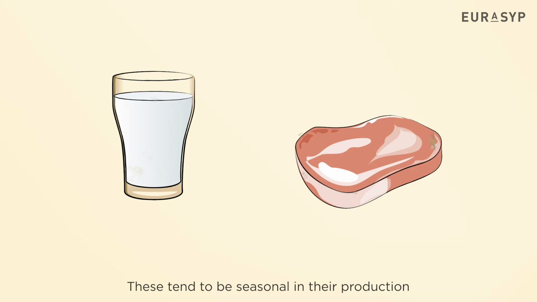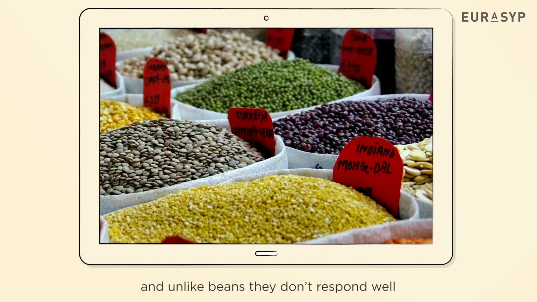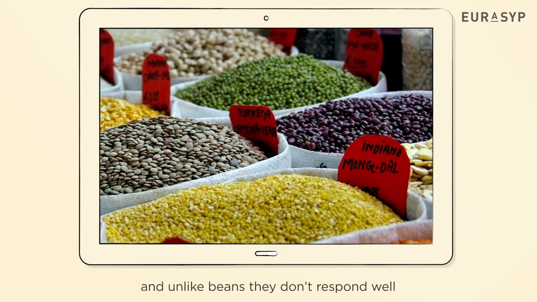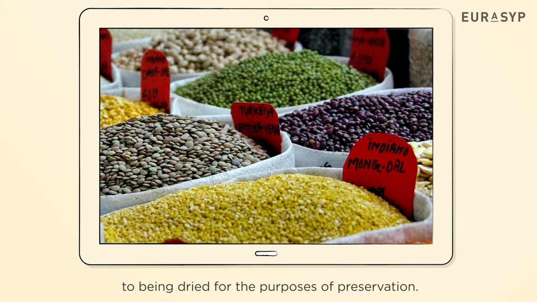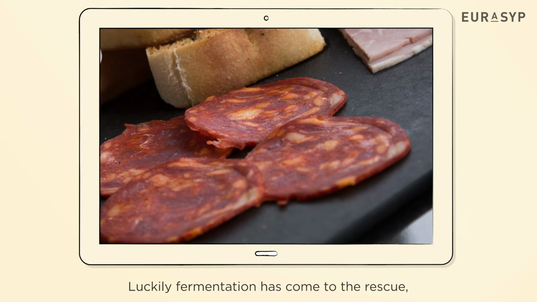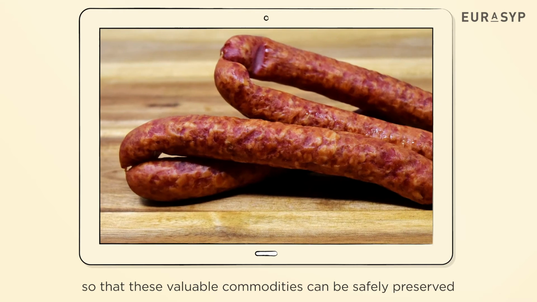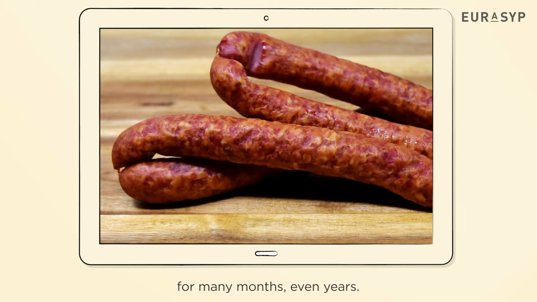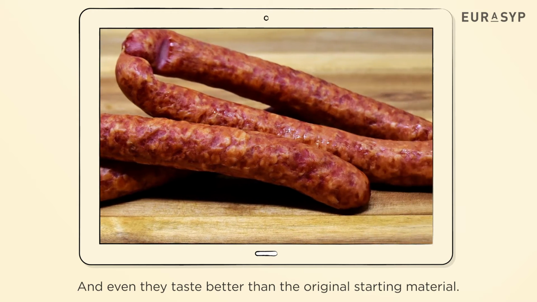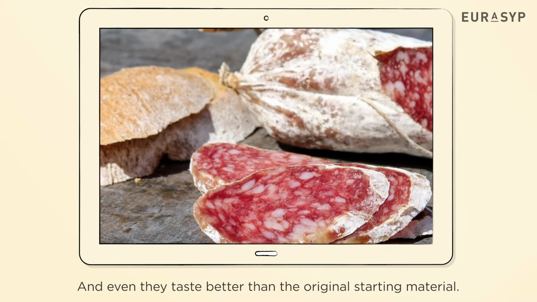These tend to be seasonal in their production, like most agricultural products, and unlike beans, they don't respond well to being dried for the purposes of preservation. Luckily, fermentation has come to the rescue so that these valuable commodities can be safely preserved for many months and even years, and even be made to taste better than the original starting material.